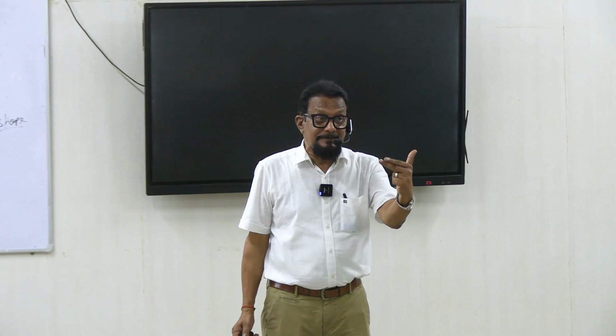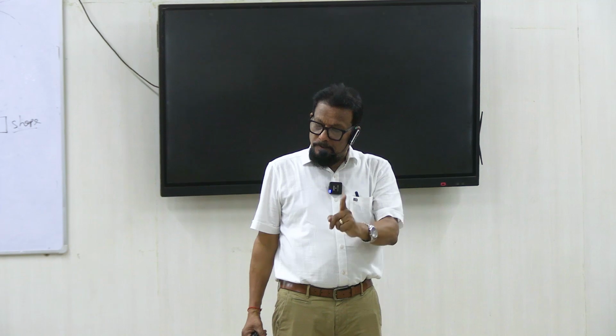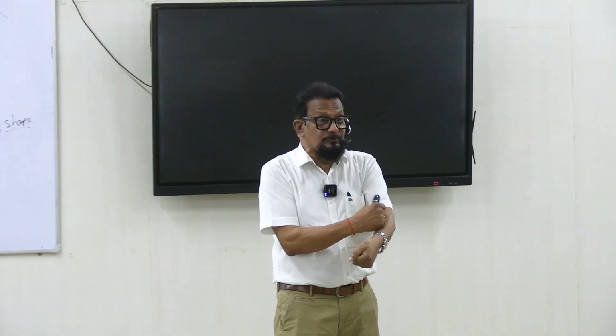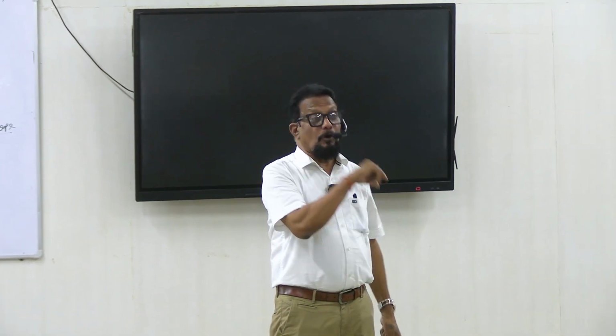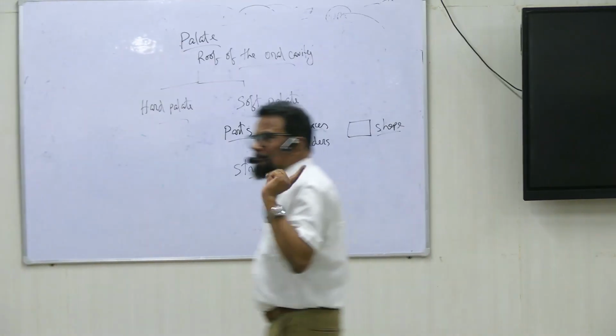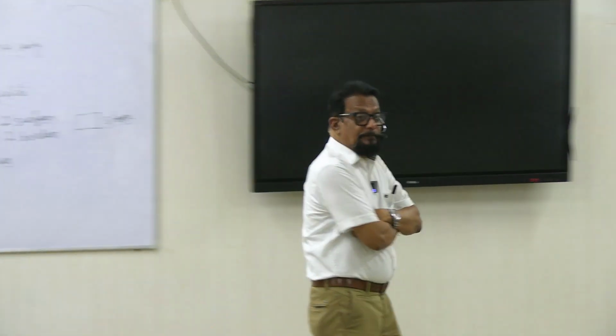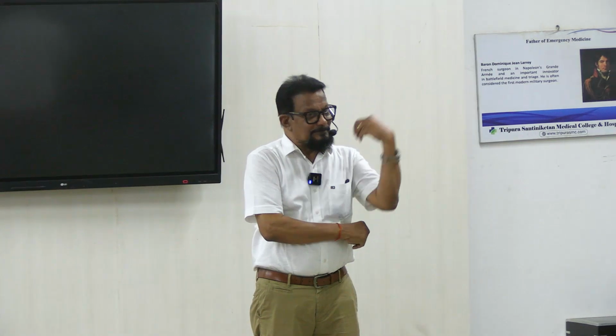But the only problem is, it is exogenous. To measure inulin clearance, you have to infuse or inject inulin into your body. So that is another problem. So what can be done? Another substance can be used to measure the GFR. This is creatinine. This creatinine is endogenous, not exogenous. Our body is producing it, our muscles are producing it.